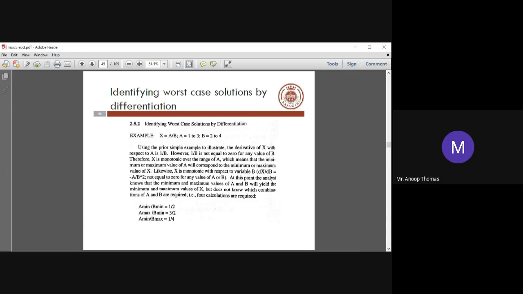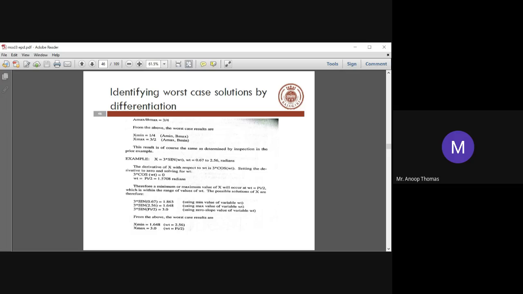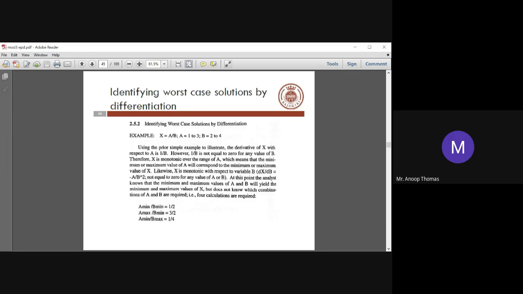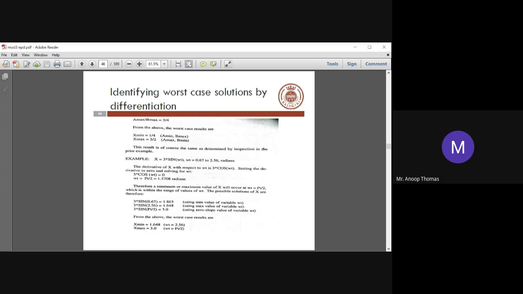From that, you identify which is the minimum value and which is the maximum value. So we have 4 variables. We know that the combination of these things will be the one which will be used. So a minimum by b minimum, then a max by b minimum, then a minimum by b max, then finally a max by b max. From the above, we know that x minimum is 1 by 4 and x max is 3 by 2. So it is the same as that.